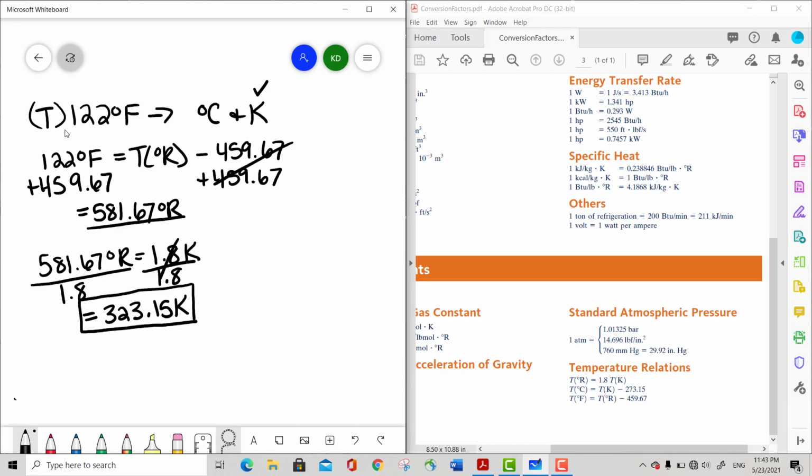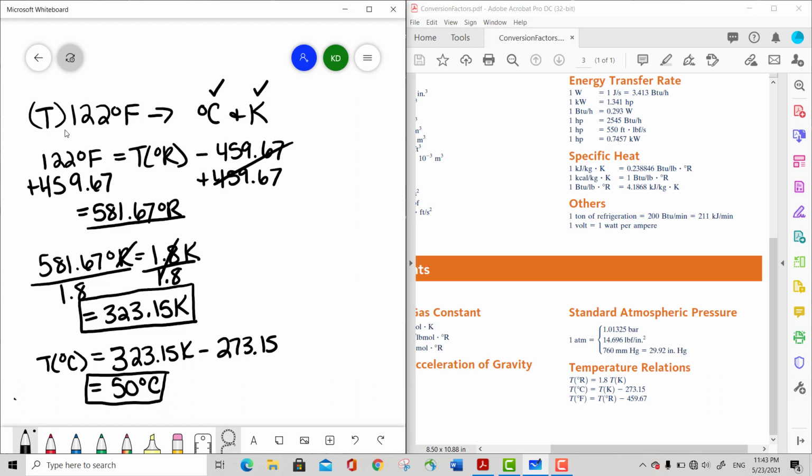And so from Kelvin, I can get to Celsius. So my temperature in degrees Celsius equals my Kelvin, which is 323.15 Kelvin, minus 273.15. And then that is going to give me 50 degrees Celsius. Okay. That's my other one. Got all check marks on everything I'm looking for. So that's my answers.